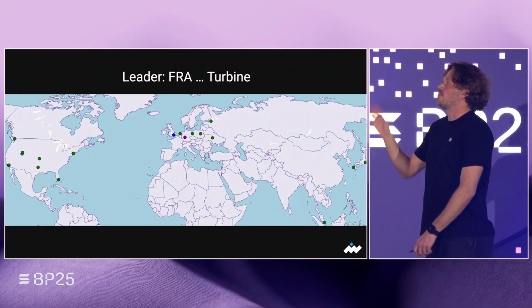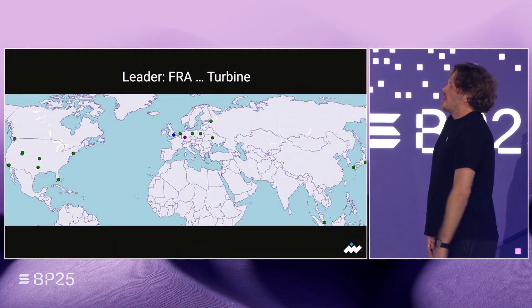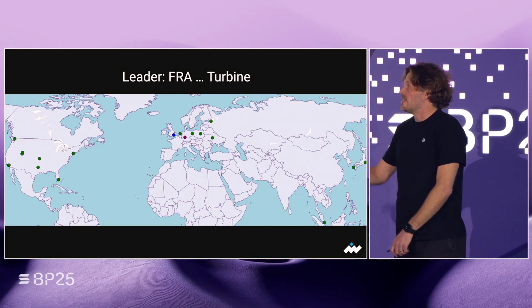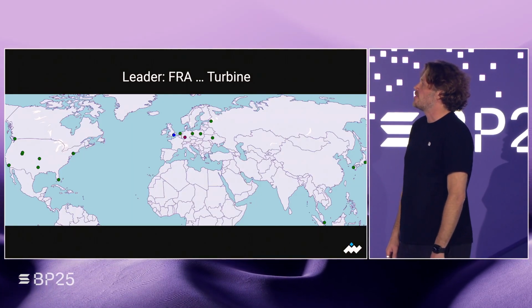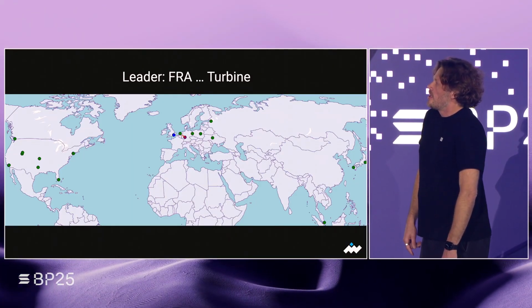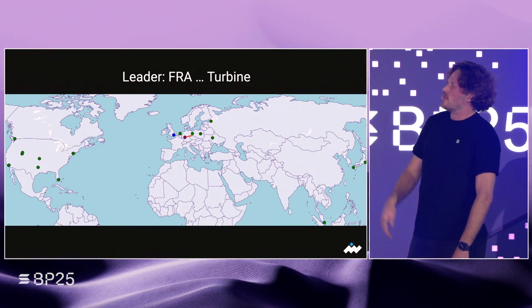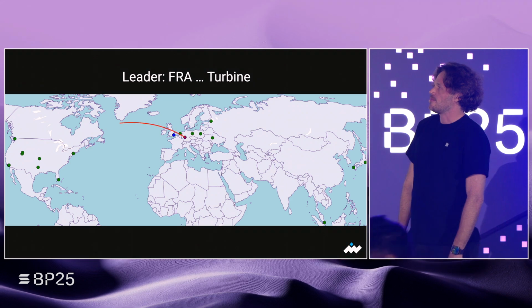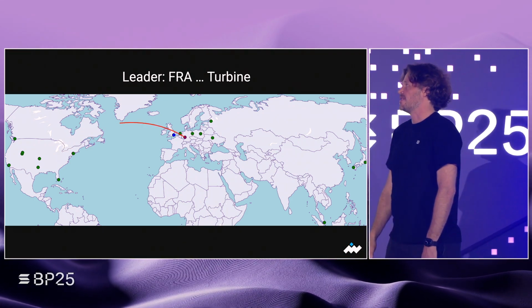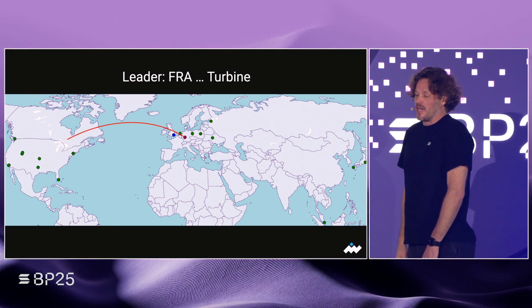So here, Frankfurt is the leader. If we click through this, we can see it going out to Frankfurt, to Amsterdam, to London. And you can see that this is taking a while. It's going all these different places. And then now it's going to go over to the US and back. And so you can see this is lots of stuff going back and forth.